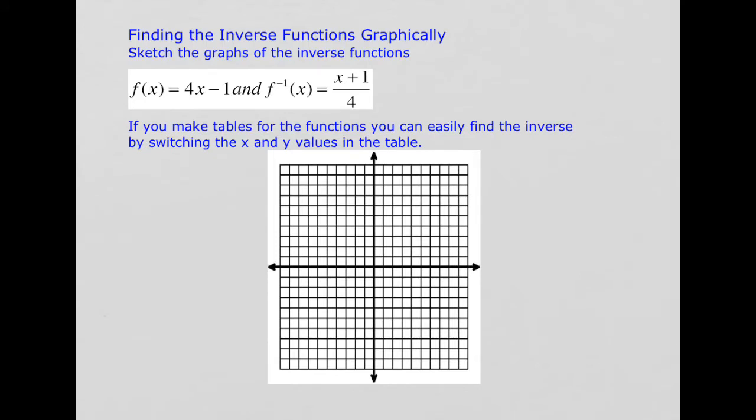Finding the inverse functions graphically. Sketch the graphs of the inverse functions f of x equals 4x minus 1, and f inverse of x is equal to x plus 1 over 4. If you make tables for the functions, you can easily find the inverse by switching the x and y values in the table. Okay, let's start out by graphing f of x.